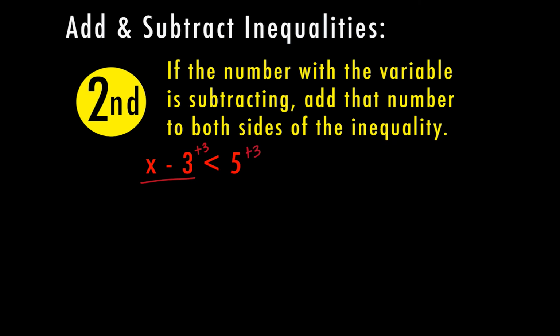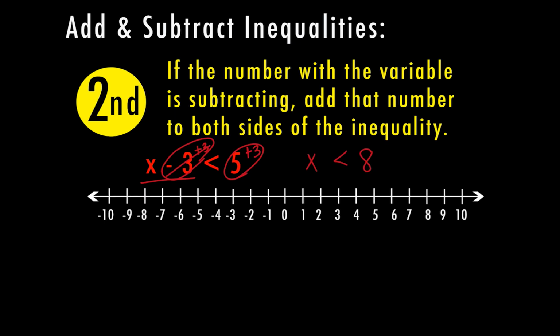Same process as a one-step equation: I want to keep my inequality balanced, so whatever I do to one side, I have to do to the other. The reason we add 3 is because we want minus 3 and plus 3 to equal 0 and cancel each other out. So now x plus 0 is just x. My inequality is still less than. If I solve the other side, 5 plus 3 equals 8. So that means my inequality is x is less than 8.